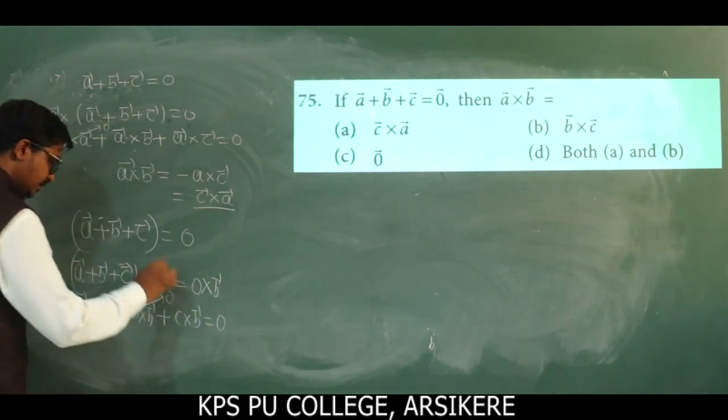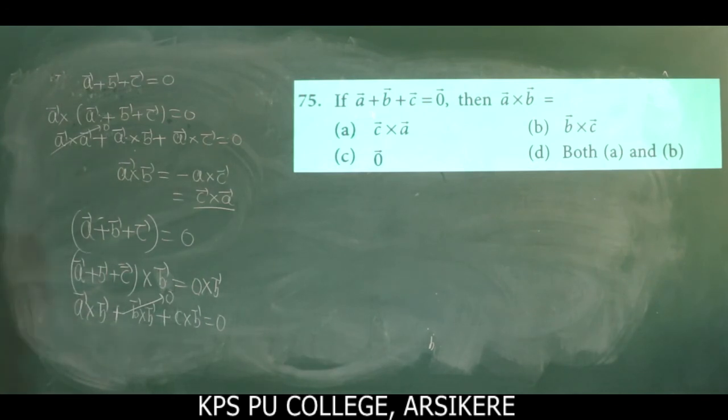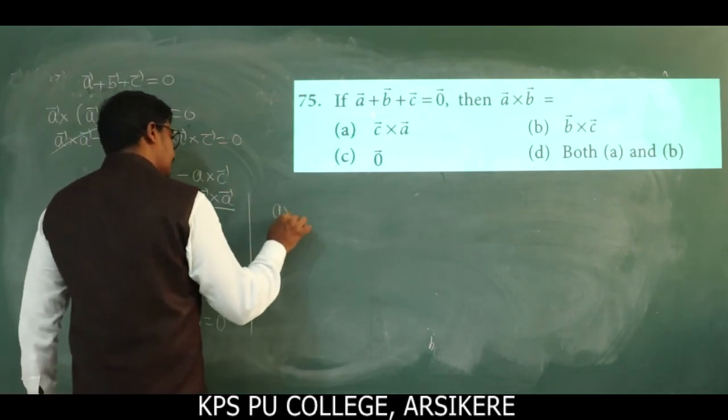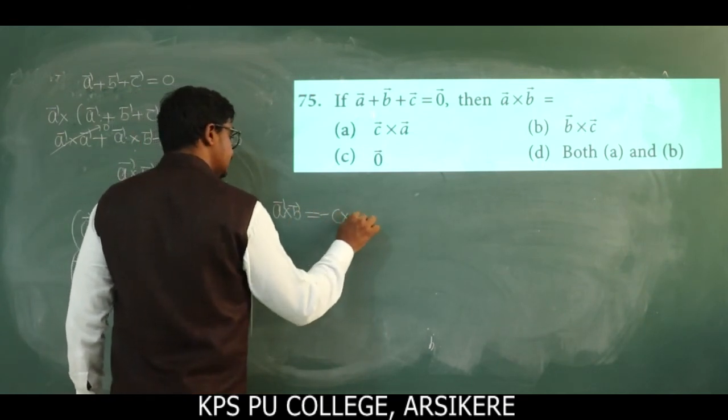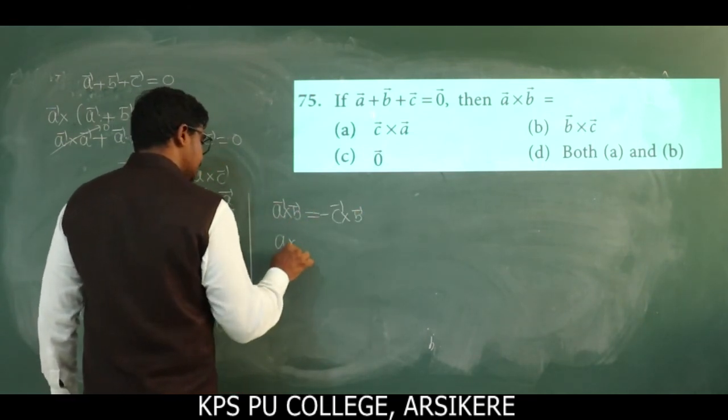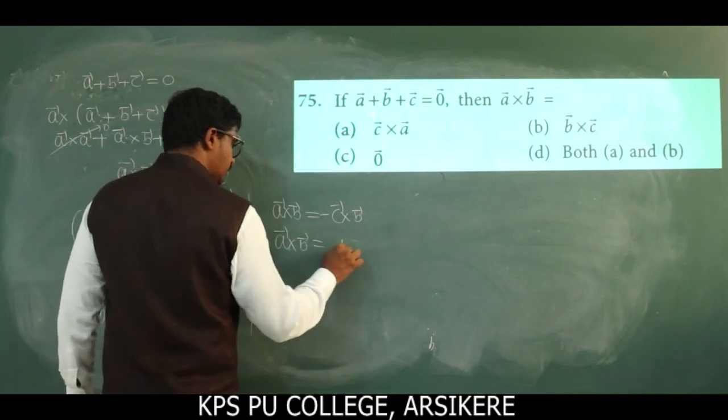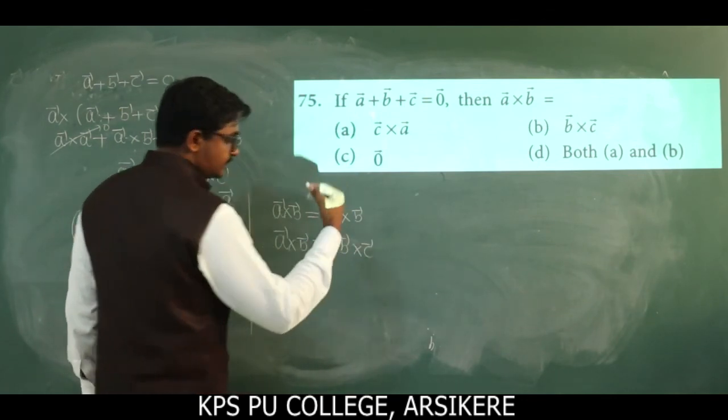So this term becomes 0 here, B cross B is equal to 0. Then what is left? A cross B is equal to minus C cross B. So A cross B is equal to B cross C.